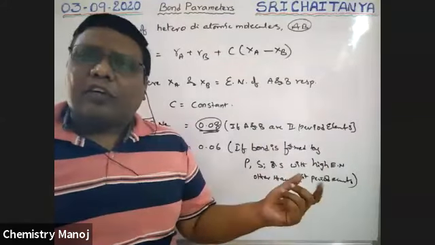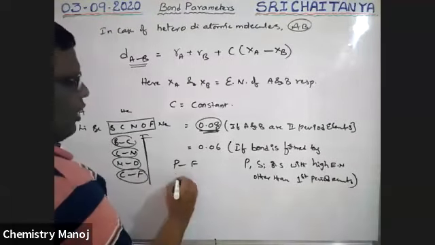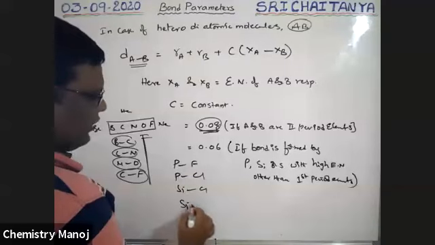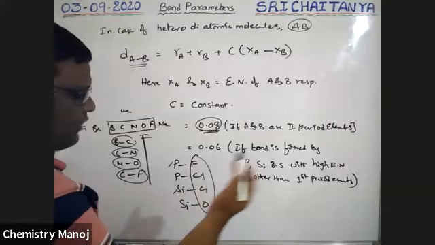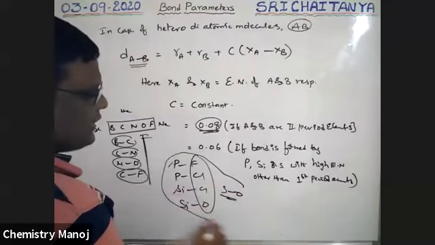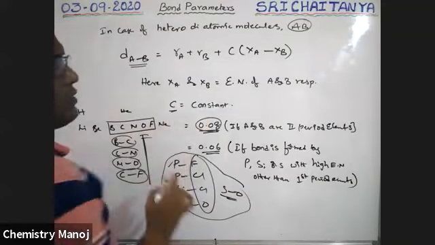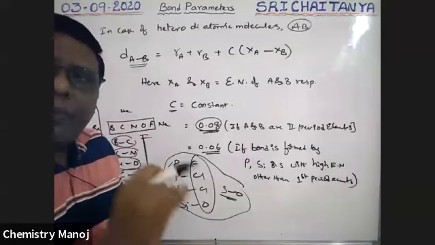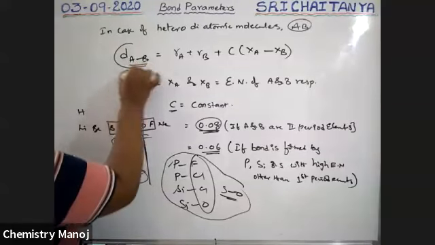So if these elements are involved in bond formation, that means phosphorus with fluorine or phosphorus with chlorine, silicon with chlorine, silicon with oxygen, these are all highly electronegative elements, boys. Phosphorus, silicon or sulfur with oxygen, like this, in these cases 0.06 is used. So the C value depends on the nature of the elements involved in the bond formation.